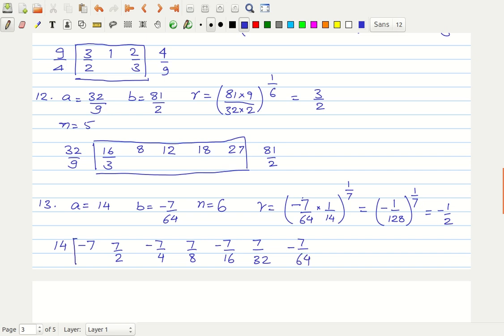So these numbers, these 6 numbers are your 6 geometric means. Okay, and we are done.